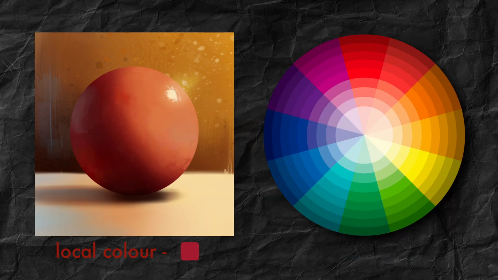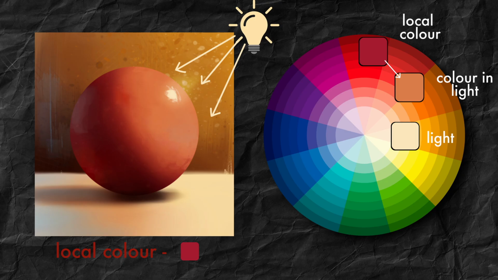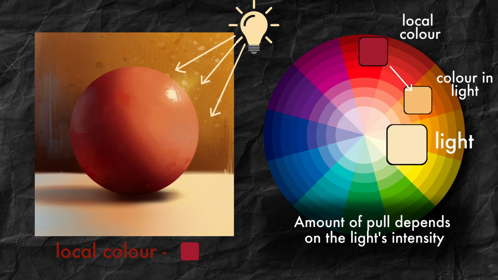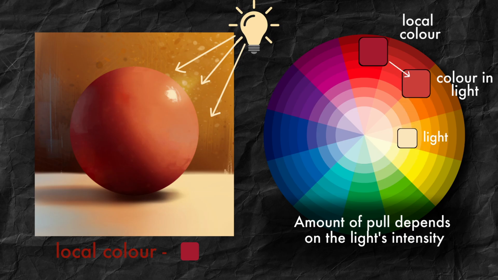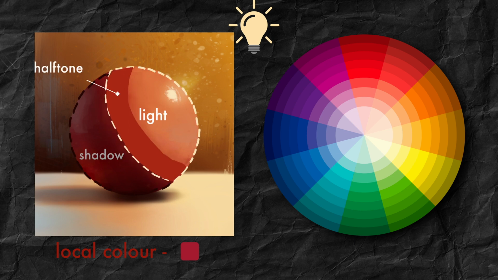Here we have a bright, warm light shining on the red ball. When light hits an object, it's going to bring the local color closer to the color of light. The amount of pull that the light has on the local color will depend on its intensity. The brighter the light, the stronger the pull, and the weaker the light, the weaker the pull. And as the light transitions into shadow, we get a halftone, which is still in light but has more influence of the local color since less direct light is hitting it.